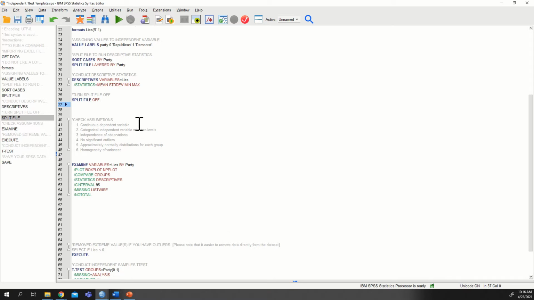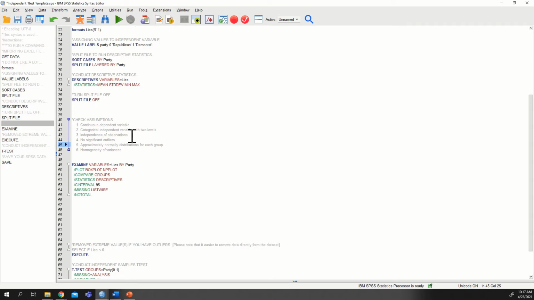So the first assumption is to have a continuous dependent variable. For my data set, I do have one. It's lies. So that's a ratio variable. When I talk about a continuous dependent variable, we're talking about ratio, interval, and sometimes in rare cases ordinal. Now the second assumption is that my categorical independent variable has to have at least 2 levels, and it does because I'm looking at political party, Democrats versus Republicans. When I talk about categorical independent variables, I'm talking about nominal variables.